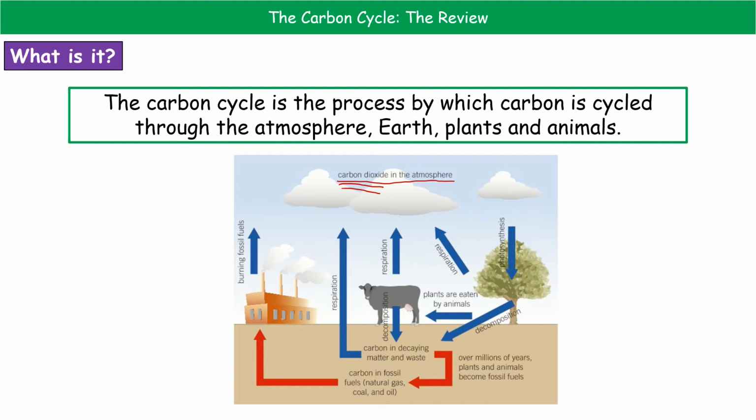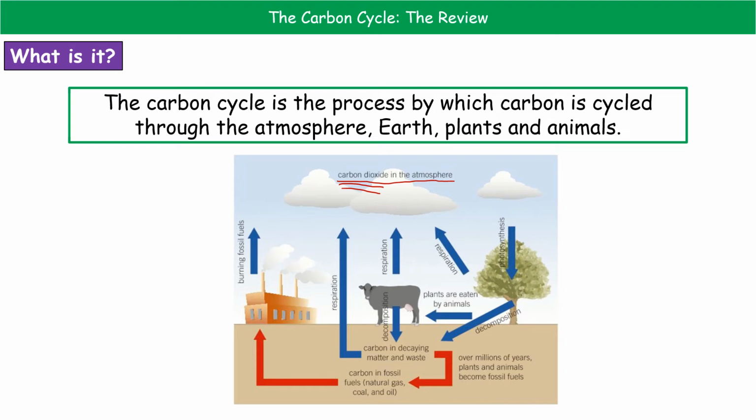Do not just write carbon in the atmosphere, because if it was just carbon in the atmosphere, then we just have these small black particles up there. We don't. We have this colourless gas, which is carbon dioxide. So carbon dioxide in the atmosphere first of all.